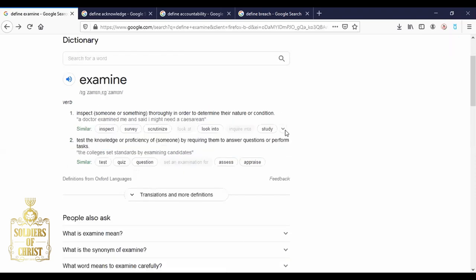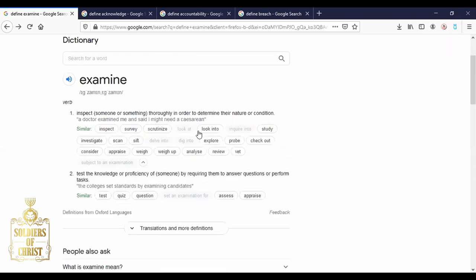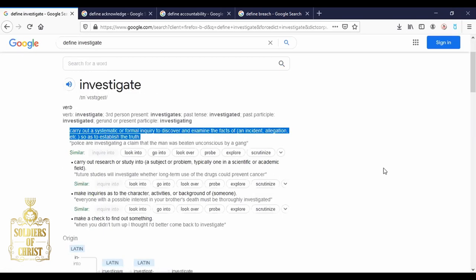Okay. Let's go back to the word examine. We read scrutinize. Read the next one. Look into. You must look into. Investigate. You must sit down and investigate. Read the definition of the word investigate.